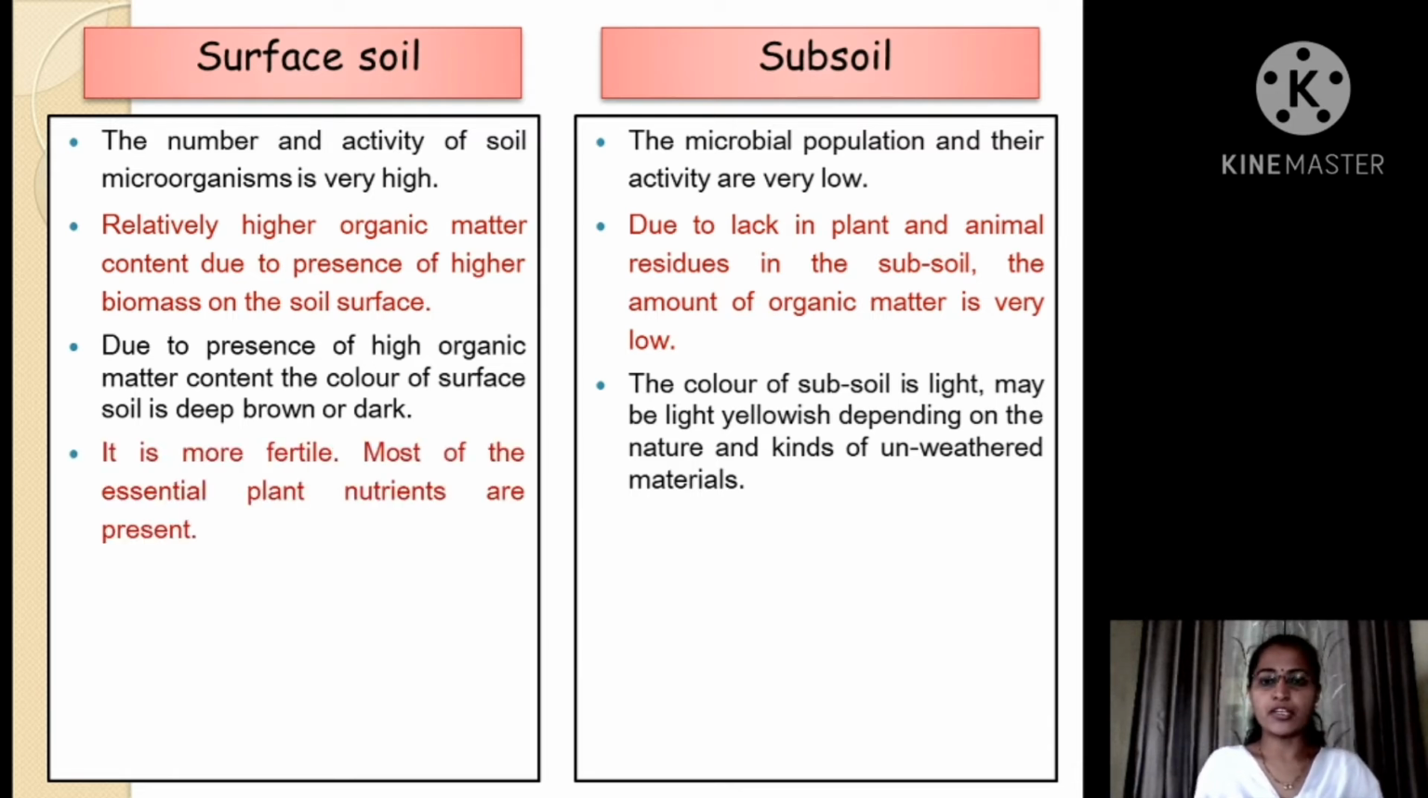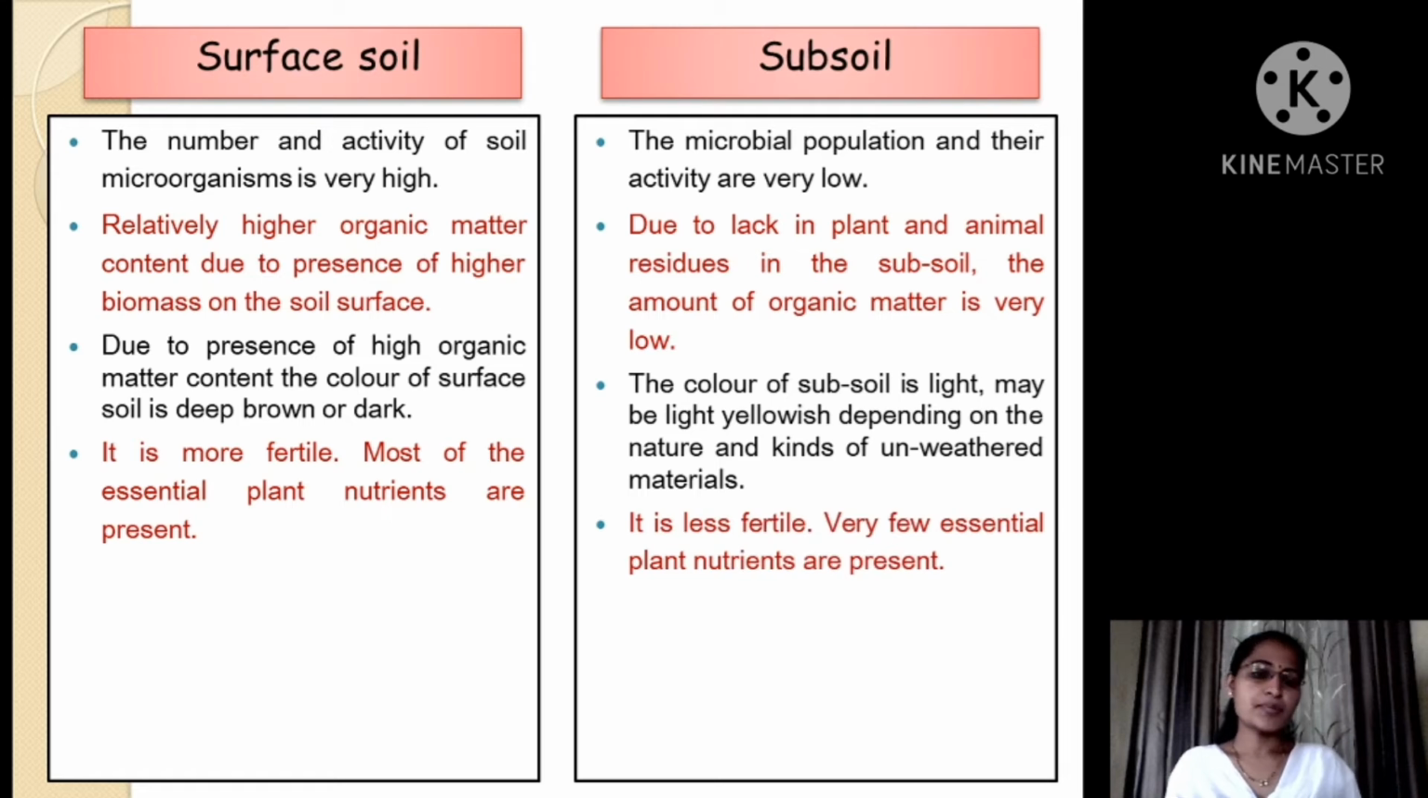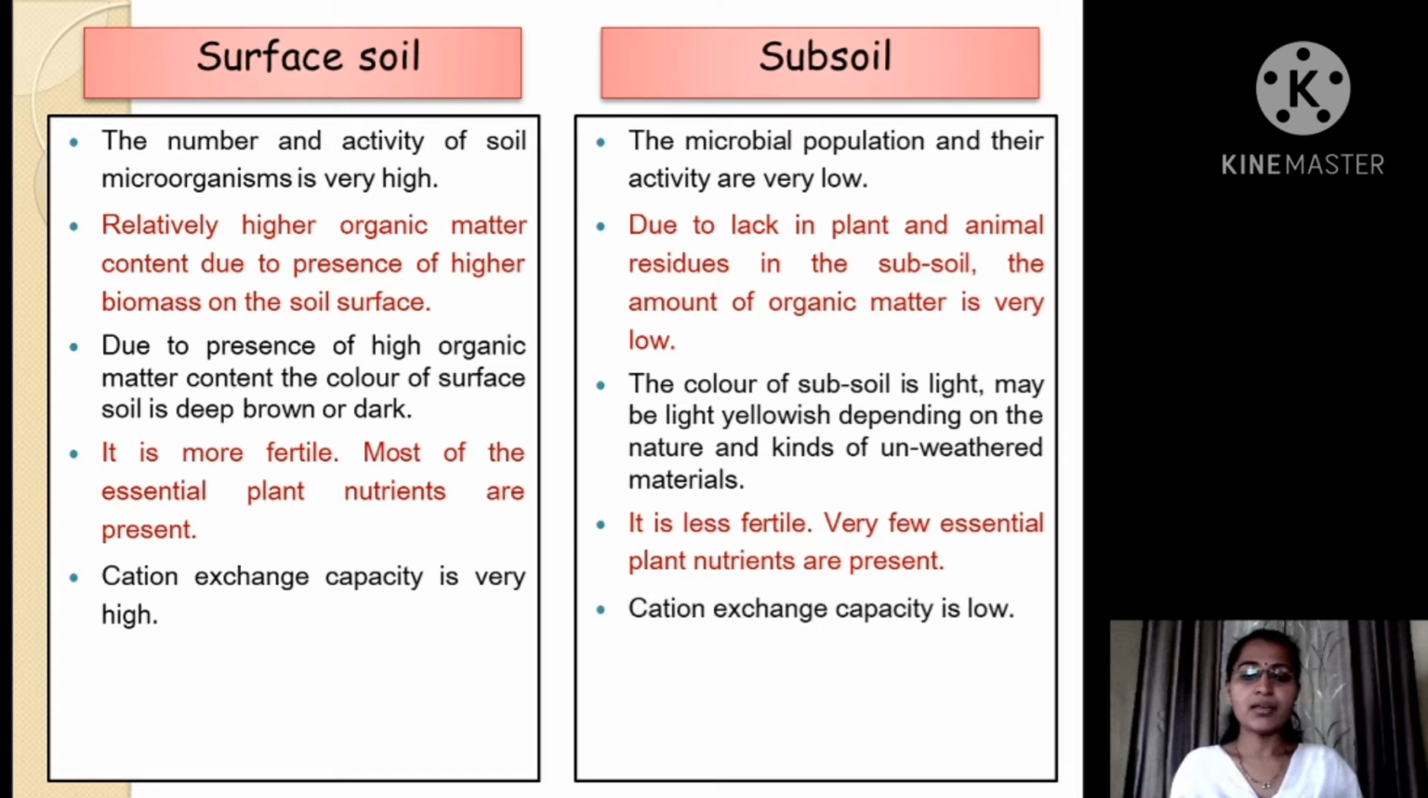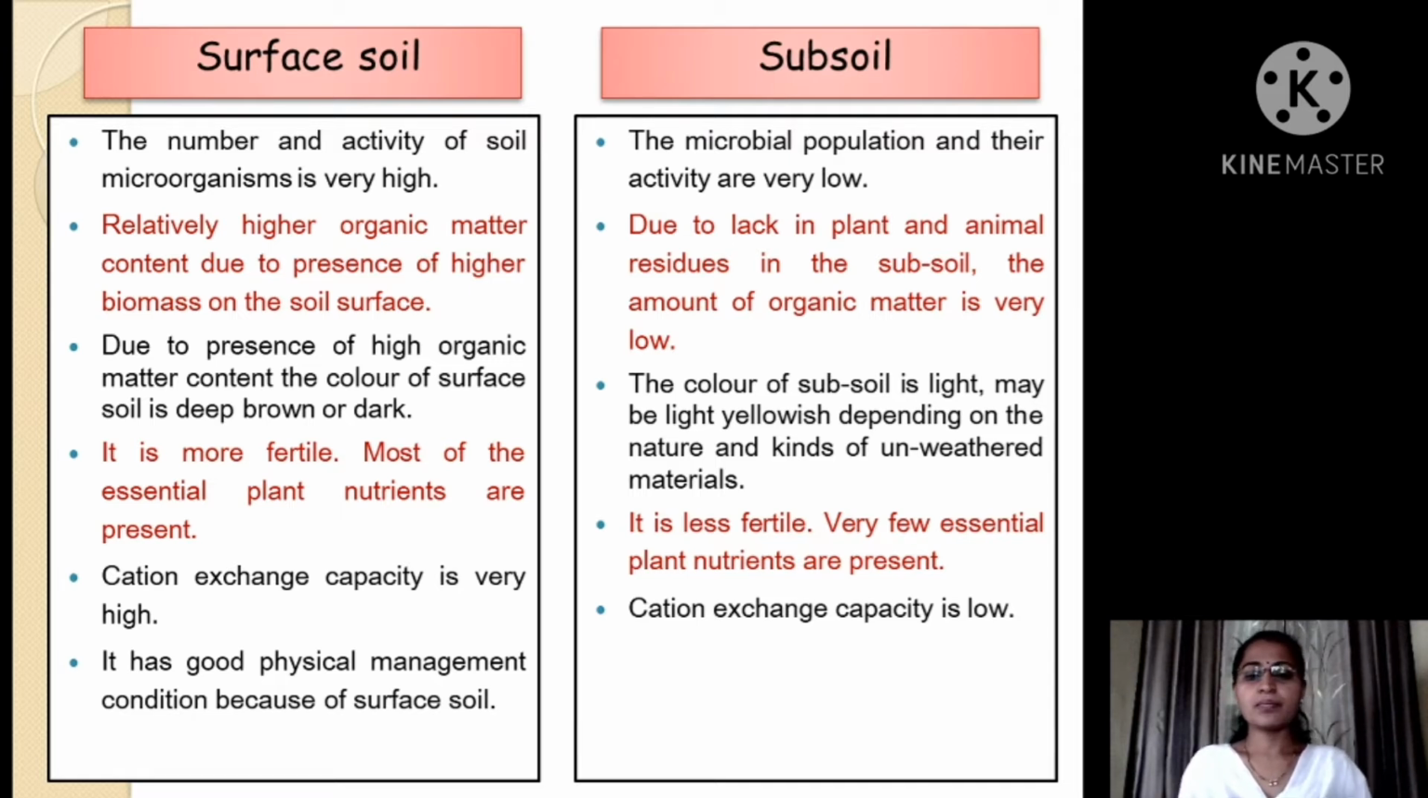Surface soil is more fertile. Most of the essential plant nutrients are present in it, while subsoil is less fertile. Very few essential plant nutrients are present. Cation exchange capacity is high in surface soil, while cation exchange capacity is low in subsoil. Surface soil has good physical condition, but subsoil has very poor physical conditions.